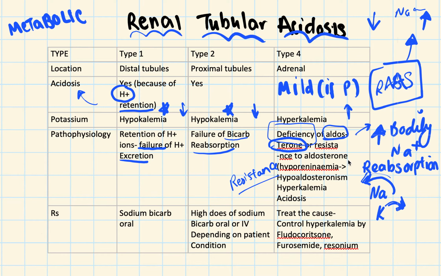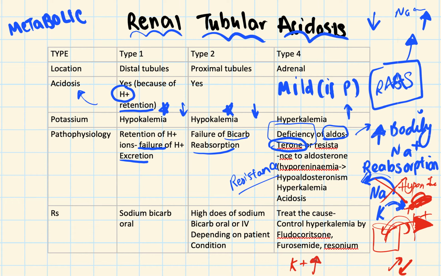If there's resistance to aldosterone or a deficiency of aldosterone, you are no longer reabsorbing sodium. That's going to lead to hyponatremia, and you are no longer excreting potassium. Pretend before, you were excreting out potassium in exchange for keeping sodium. But now you're not keeping sodium, so potassium cannot be exchanged. This works like a business partnership: you give something in exchange for something else. So then potassium in the body rises, causing hyperkalemia.